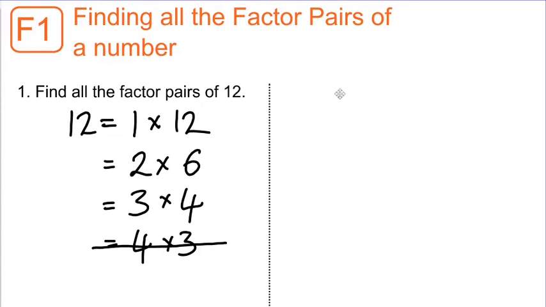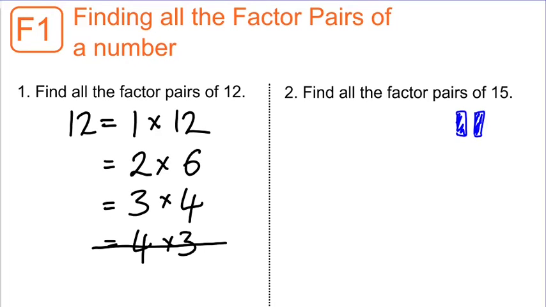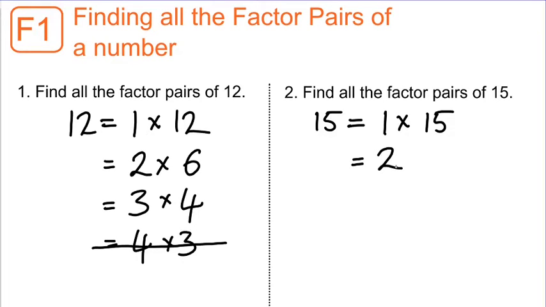Here's another example: to find all the factor pairs of 15. If you want to have a try, pause the video now. We begin by writing 15 equals, and then always start with the factor pair of 1 and the number itself. Then we write down 2. Does 2 divide exactly into 15? It doesn't, so there can be no answer here. Next 3. Does 3 divide exactly into 15? Yeah, it goes 5 times.